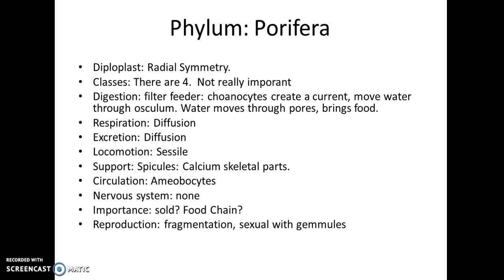So what we're going to do is go over, and you're going to find information about the different phyla. I'm going to help you out with two of them. And we're going to be able to use simple words because we've already discussed all these things before. So for example, the phylum Porifera, it is a diploblast with radial symmetry. So you know the body layers, right? And it's how the body is arranged. There are four classes. That's not really important for this explanation.